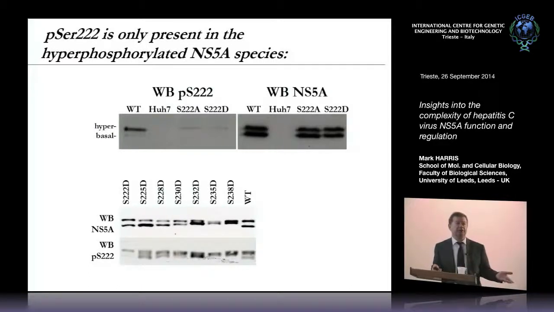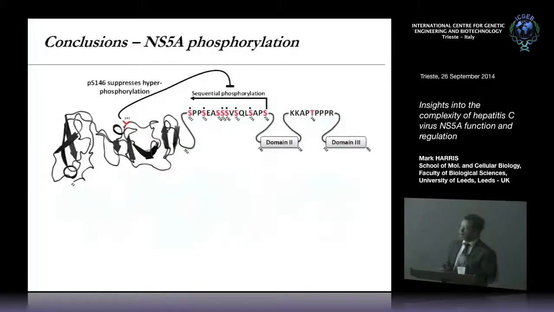What we don't know is what kinases phosphorylate that cascade yet, and we're working on that. So what are our conclusions for NS5A and phosphorylation? Well, I think what I've shown you is that serine 146, when it's phosphorylated, can suppress hyperphosphorylation. But we think we have evidence for sequential phosphorylation across this low complexity sequence, which links domain 1 and domain 2. We also have evidence of phosphorylation down here, which doesn't seem to have a phenotype.